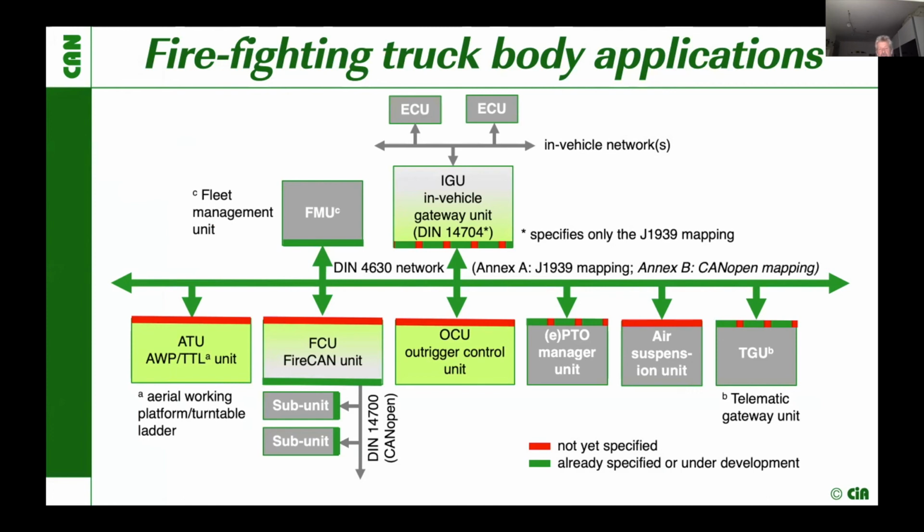And then you can connect a fleet management unit or a telematic gateway unit and additional other things like a PTO, power take-off manager, or an air suspension unit, or an outrigger control unit, or an aerial working platform. And that is specified as FireCAN, with a lot of sub-layered CANopen connected devices like inverters, pumps, signal units, and so on.